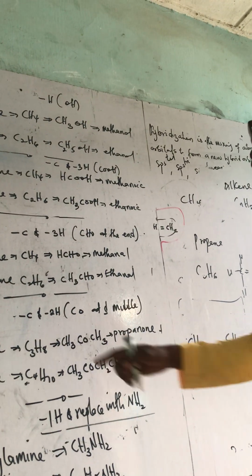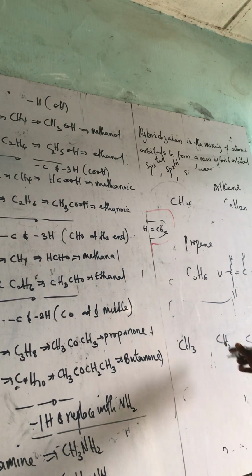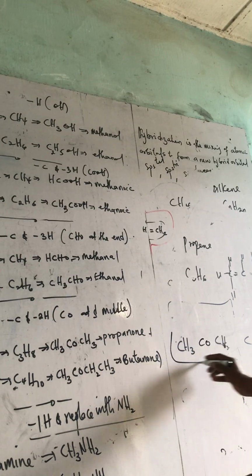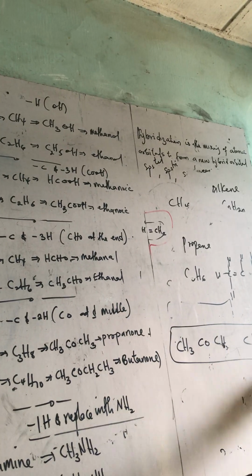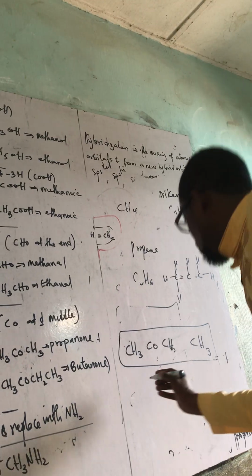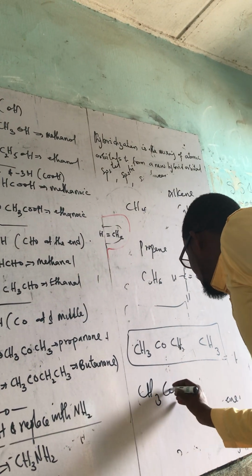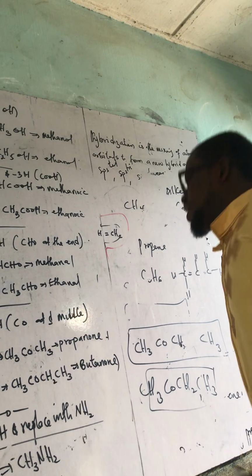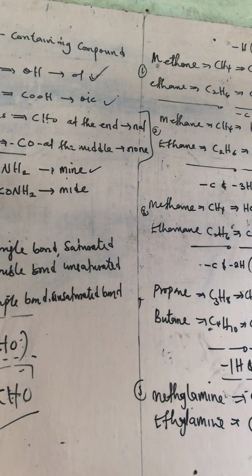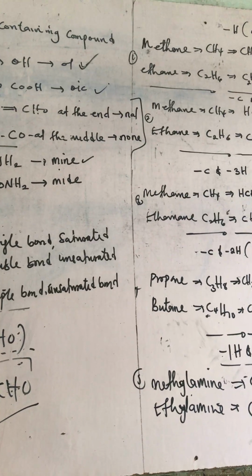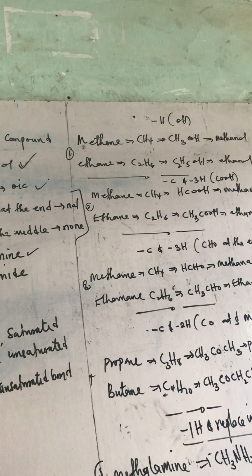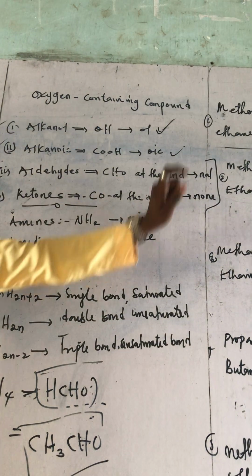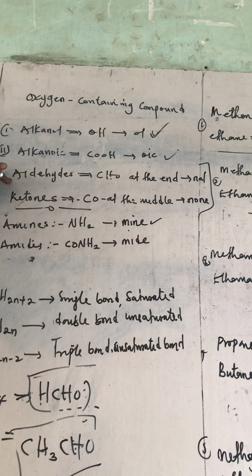Then at the middle, you have what? CO. So what you have now is an example of ketone, and it is called butanone. So you write it together: CH3, CO, CH2, CH3. So just follow my analysis on how many atoms of carbon and hydrogen you are removing to form each of the oxygen containing compounds, like alkanol, alkanoic acid, aldehyde, ketone.